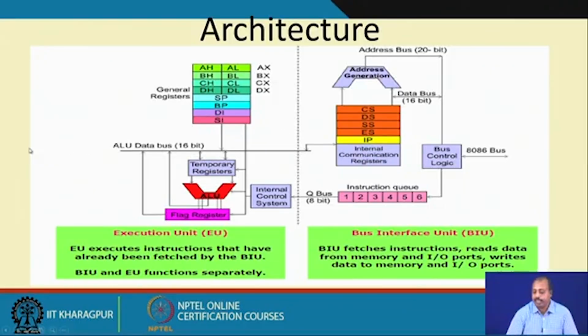You see that it can be broadly divided into two parts or two regions. One is called the bus interface unit, another is called the execution unit. In the bus interface unit, we have the features by which it can access the bus, the address bus and the data bus.